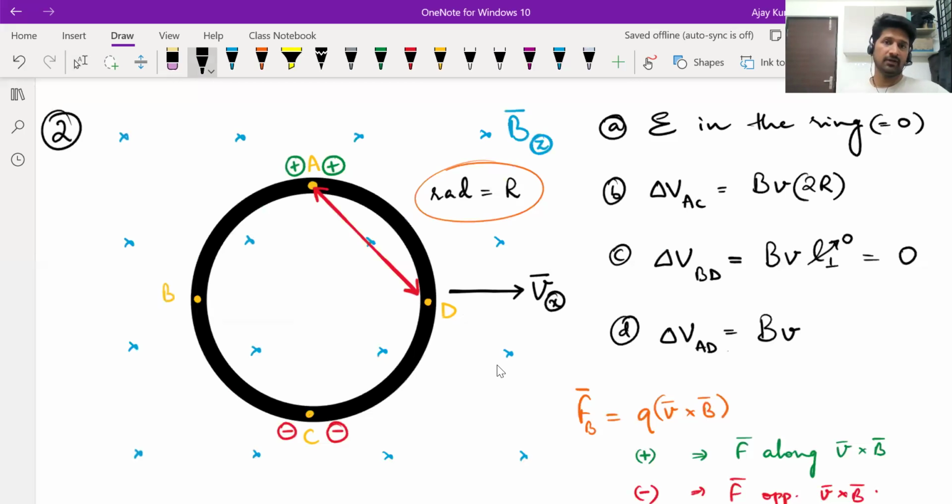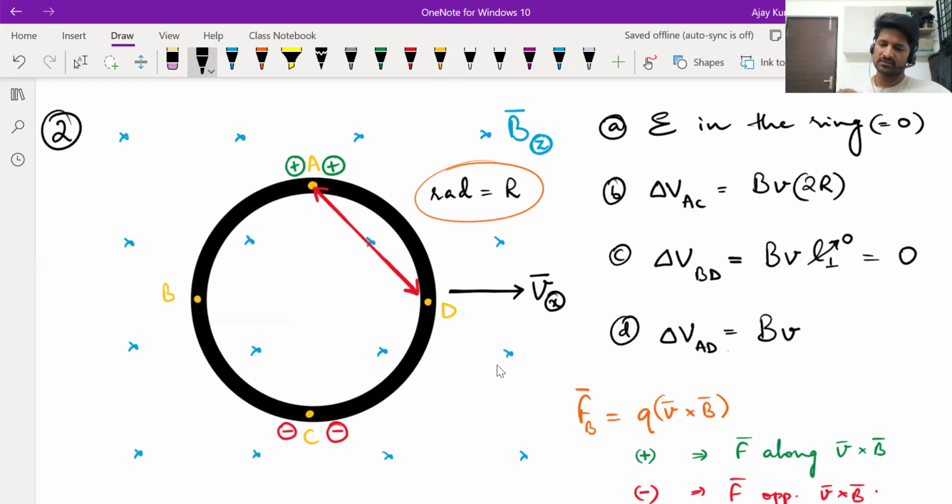Okay. Magnetic field was in which direction? Z. Velocity is in which direction? X. Z and X are gone. Which is the direction perpendicular to both Z and X? Y. Okay. So we now have to take the length in the Y direction.